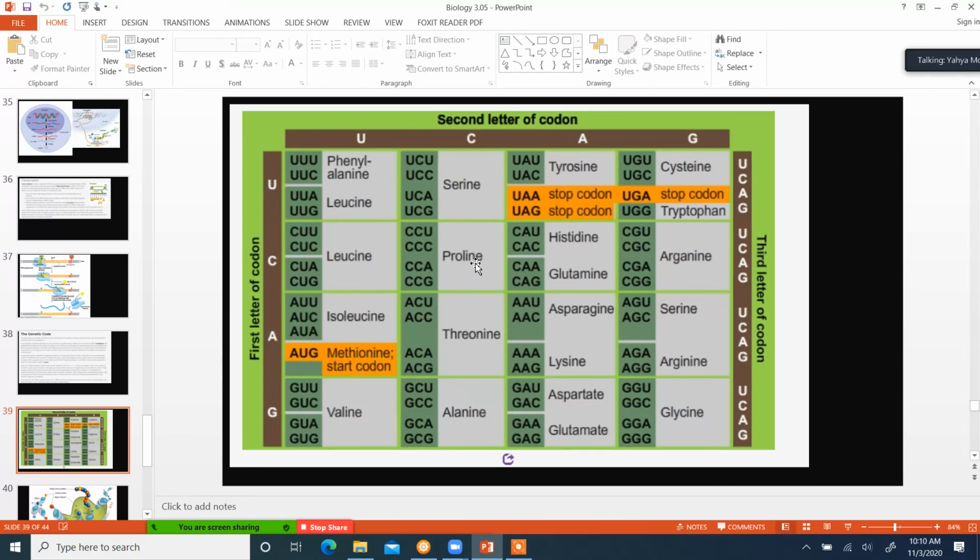CCU, CCC, any of these, right? You see, there's four of these combinations. If you have any of these four, the transfer RNA is going to come in and put proline into the protein. Does that make sense? Yeah. Right? So this one over here, methionine, is the start codon.